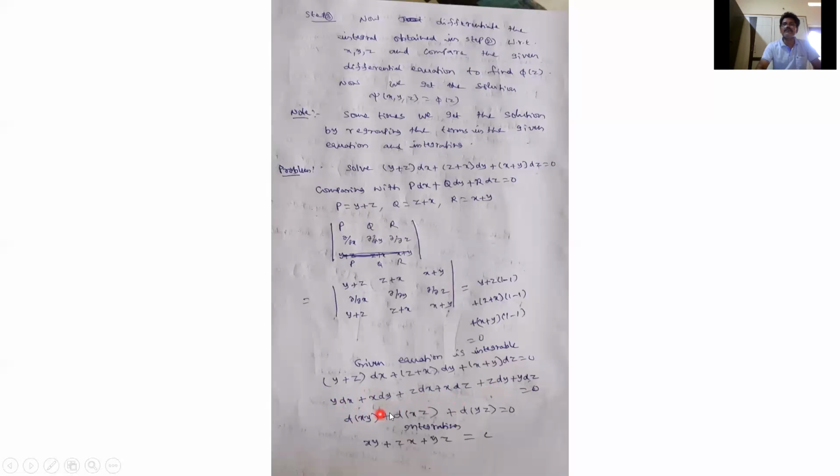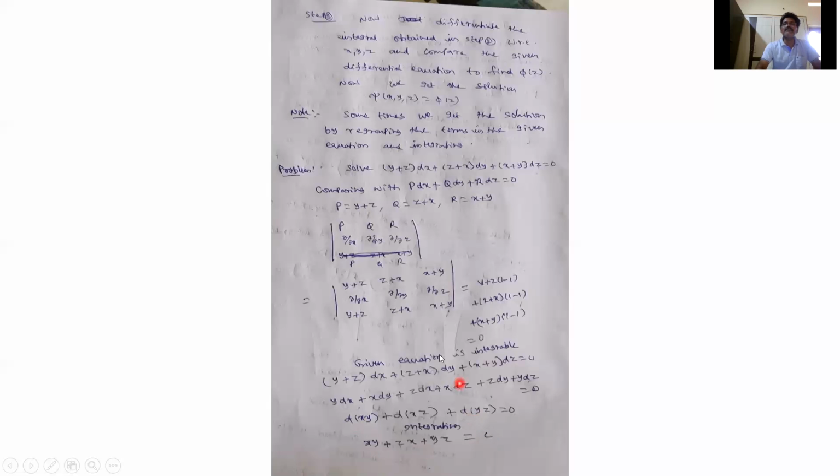We know that y dx plus x dy is the derivative of xy, or the derivative of yx, since the derivative of u v is u dv plus v du. So we can write the derivative of xy means x dy plus y dx. Similarly, the second, z dx plus x dz, is the derivative of xz, and the third is the derivative of yz. So integrating, derivative and integration cancel, and we'll get directly xy plus zx plus yz equals c.